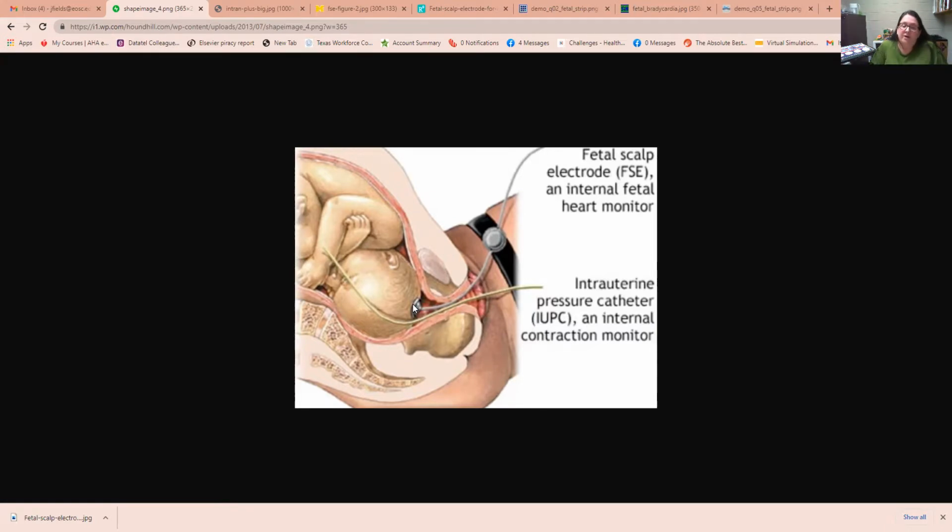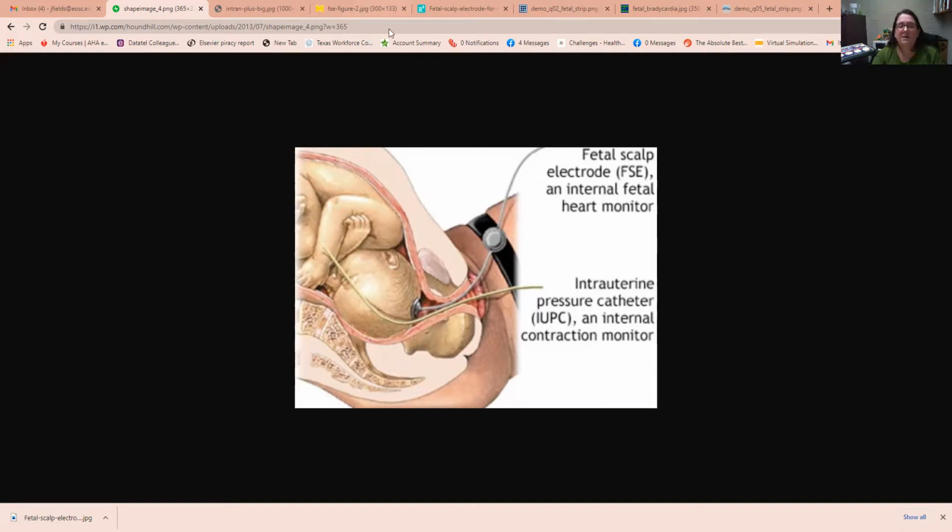It does require rupture of membranes. The patient's membranes have to be ruptured for this to work. So it requires rupture of membranes, which increases the risk of infection. And then we're adding things into the uterus, so that further increases the risk of infection. Also, the fetal scalp electrode makes a tiny wound on the fetal head, so there's a very slight risk of infection to the fetus at that site. Also, if the mother has any bloodborne illnesses, they can be transmitted through that wound.